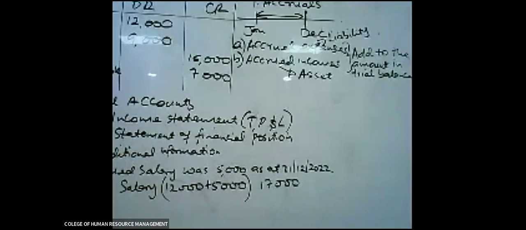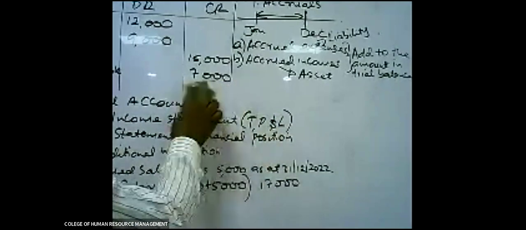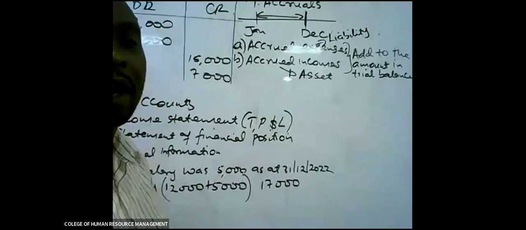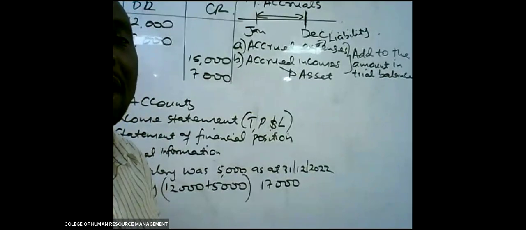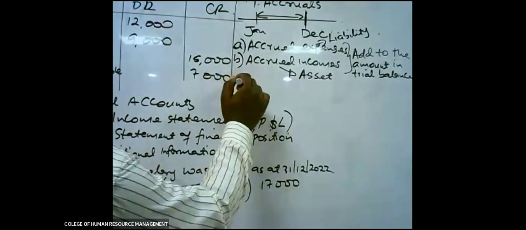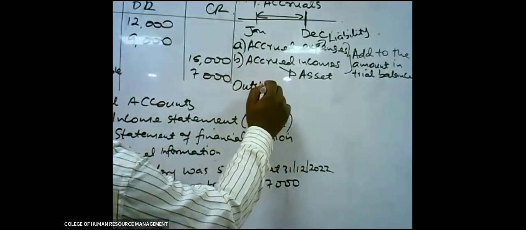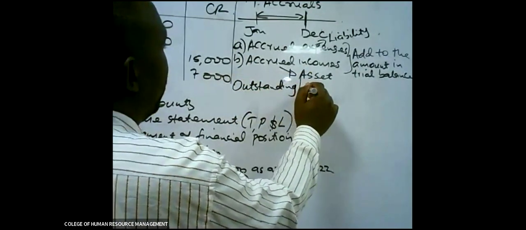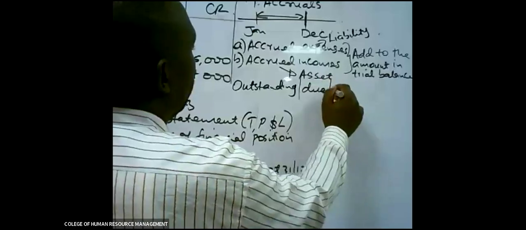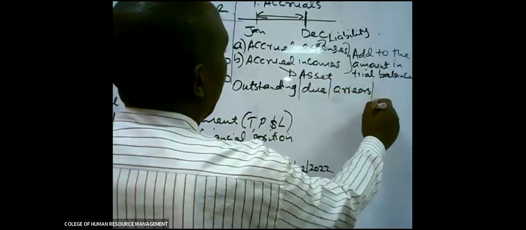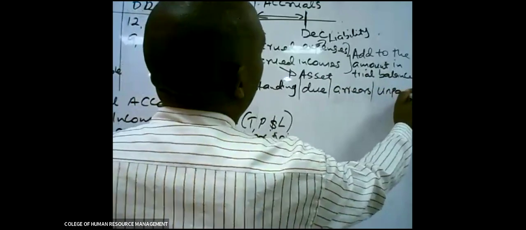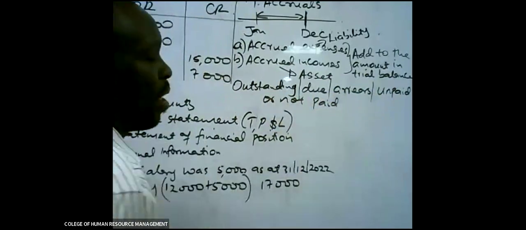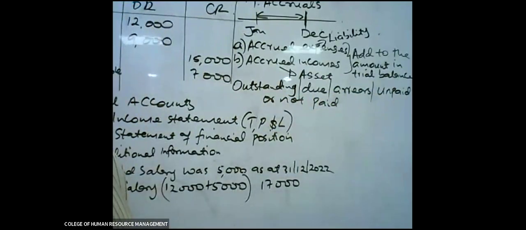But before I move, let me also tell you that when we are dealing with accruals, we have got many terms that can be used apart from accruals. Some questions, they call them outstanding. The synonyms. We can call them due, amount that is in arrears, amount that is unpaid, or not paid. So they can use any of these terms, but they mean the same thing as accrual.